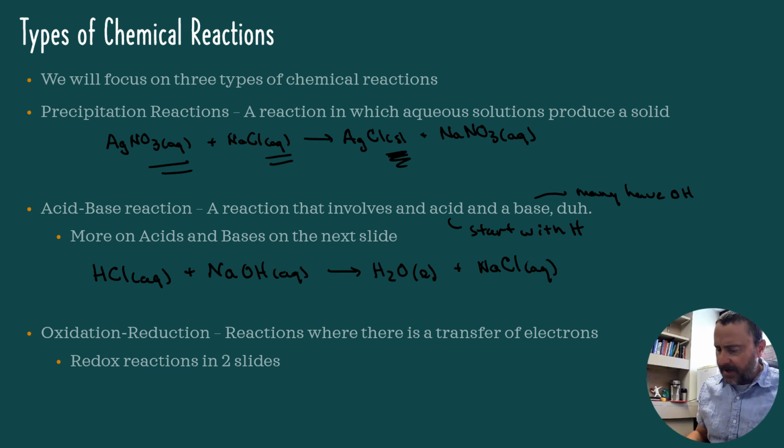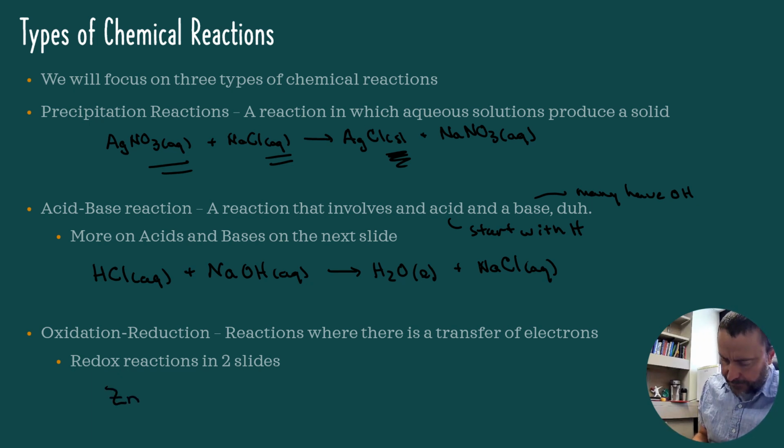All right, and then we've got redox reactions. Those are the toughest ones to spot. So if it's not a precipitation, it's not an acid-base, then just write down that it's a redox reaction. Redox reactions are where we have a transfer of electrons. So again, we'll see more on these soon.